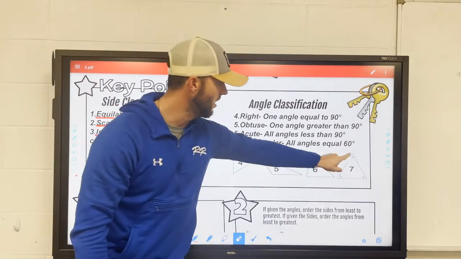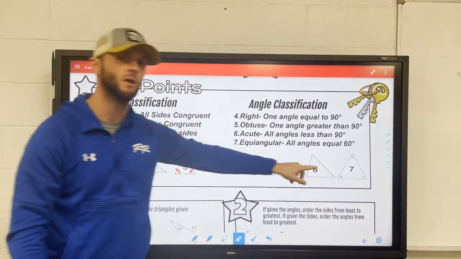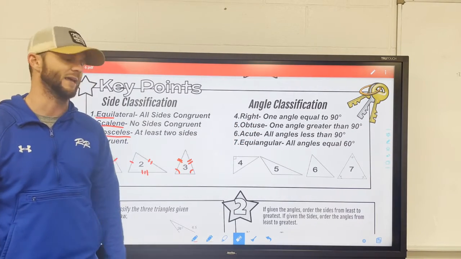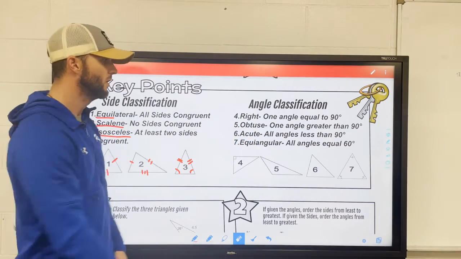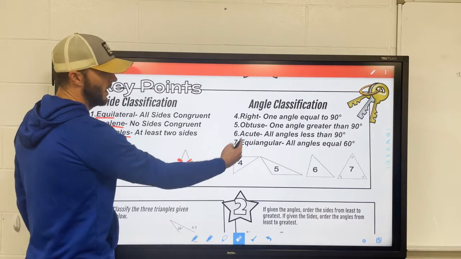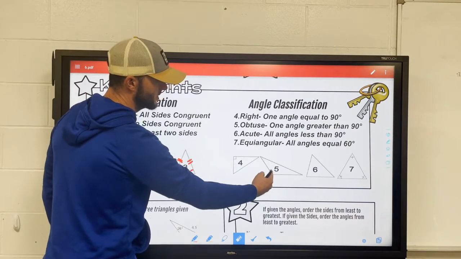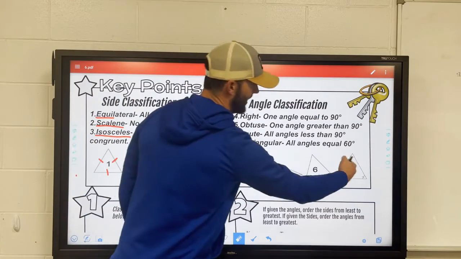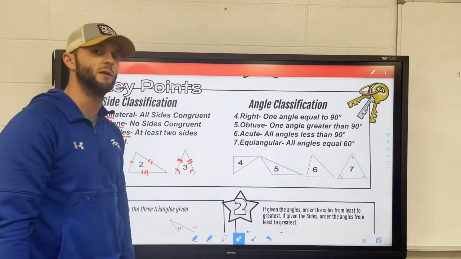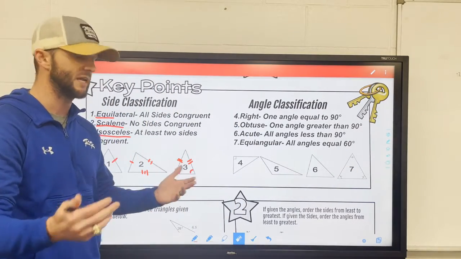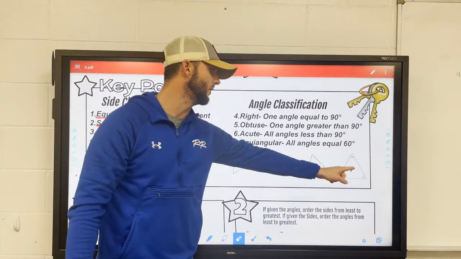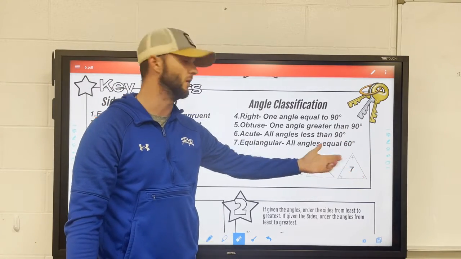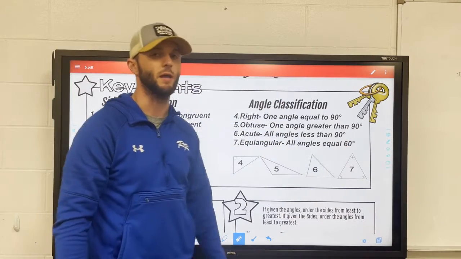So number 7, all 3 angles are congruent to each other. I know that since I have 3 angles that are all congruent, they're all going to be 60 because they add up to 180. So again, right angle, 1 right angle; obtuse, 1 obtuse angle. Acute means all the angles are acute, smaller than 90. Equiangular means all the angles are congruent to each other, which technically speaking, all less than 90, is an acute triangle as well, but it goes further because it's equiangular, okay?